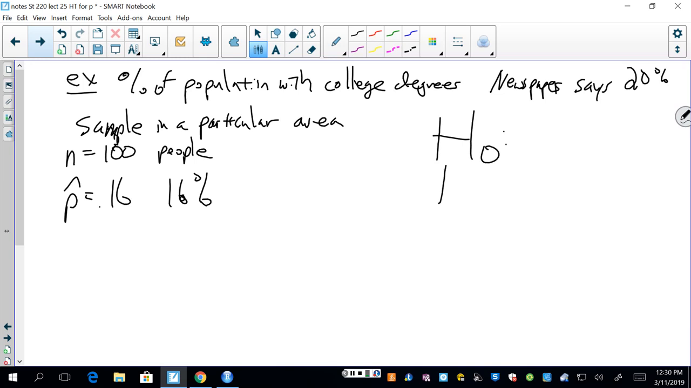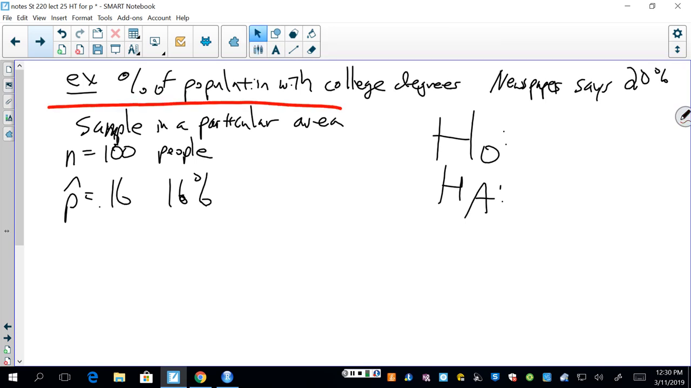Quick question. When the newspaper is saying 20%, and n is equal to 100, is that in the same area? Well, that's a little bit vague in terms of the description of the problem. You could have a 20% rate, where they say 20% of the people, maybe in the state of Vermont, have college degrees, right? So somewhere that number's coming from.